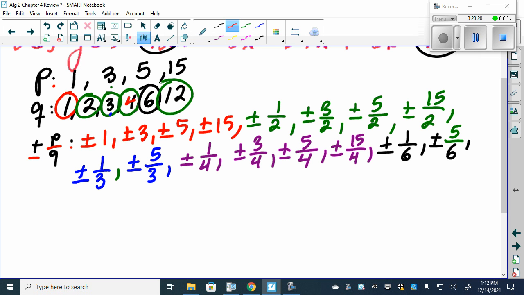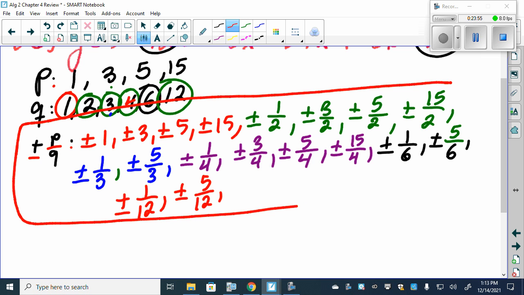And lastly, we have 12. So we will have plus or minus 1/12. Then the next one would be 3/12, which would reduce to 1/4. We already have 1/4. And then we would need 5/12. And 15/12 would reduce to 5/4, because they both have a common factor of 3. And now that we've gone through all the values of q, this here would be our answer.